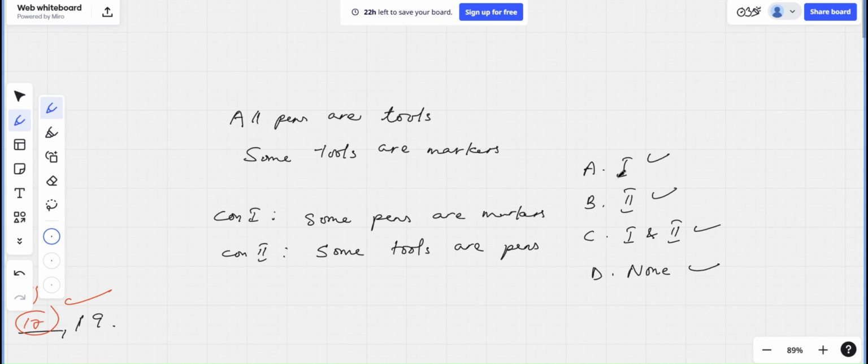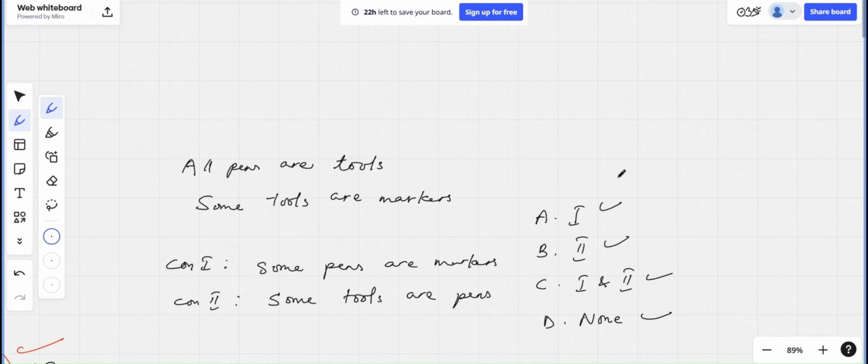This comes under logical reasoning. Okay, so it's not ruled out. Some years it may come, some years it may not come. So we are playing safe. So when you're writing, write like this. Okay, pens.